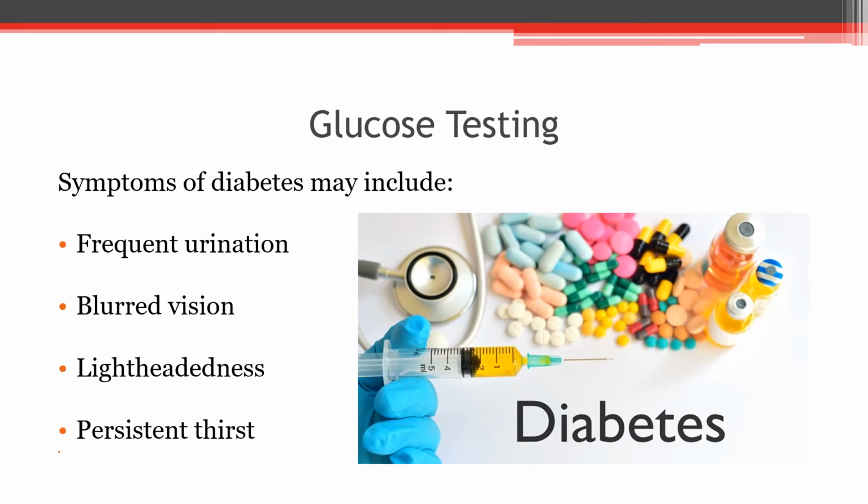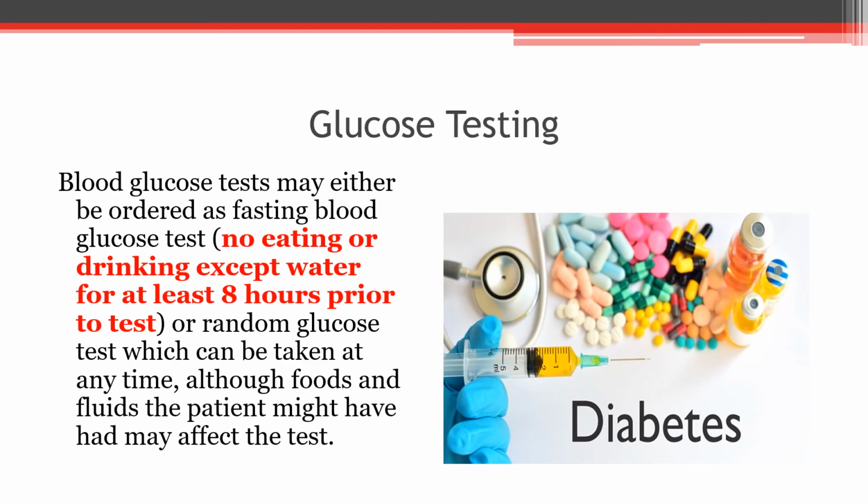Diabetes. Symptoms of diabetes may include frequent urination, blurred vision, lightheadedness, persistent thirst. Blood glucose tests may either be ordered as a fasting blood glucose test, with no eating or drinking except water for at least 8 hours prior to the test, or a random glucose test, which can be taken at any time, although foods and fluids the patient might have had may affect the test.